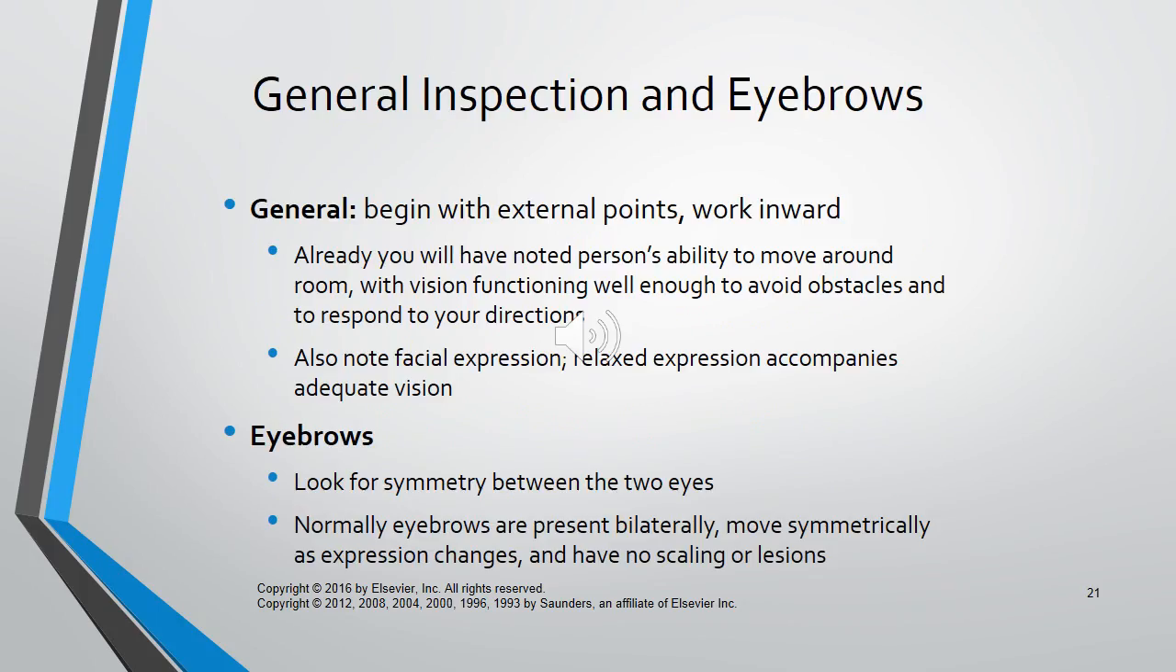Next, you would do just a general inspection of the eye, the external eye structures, and the eyebrows. You want to pay special note to facial expression, any lid lag. You want to look at symmetry between the eyes, symmetry between the eyebrows. Note that both eyebrows are present and symmetrical movement as expression changes.